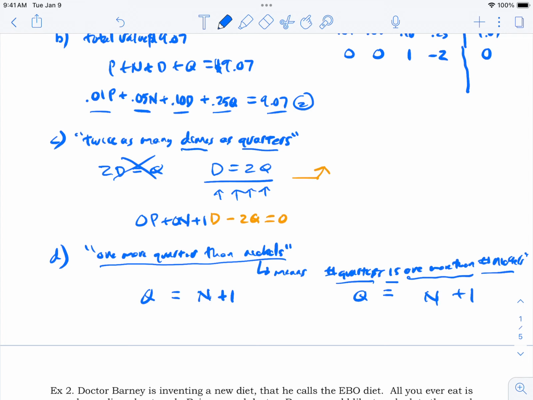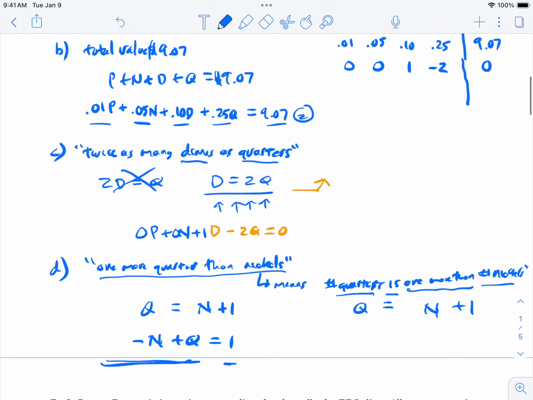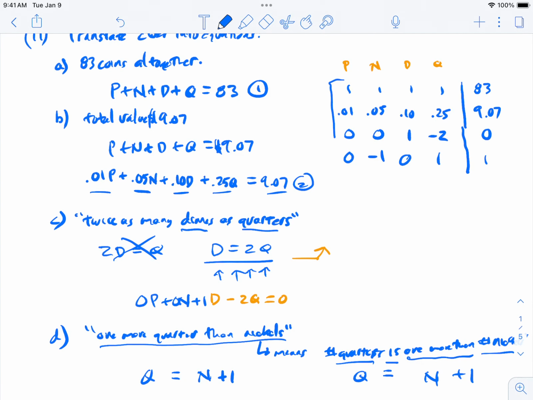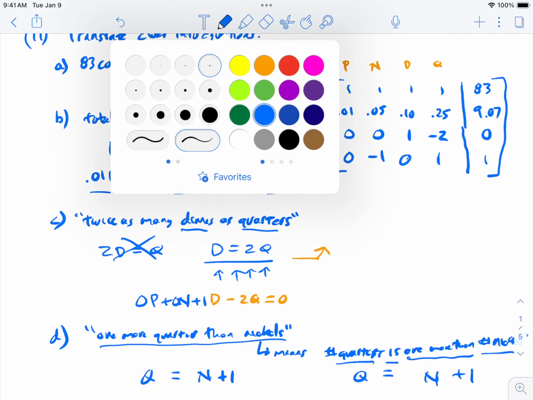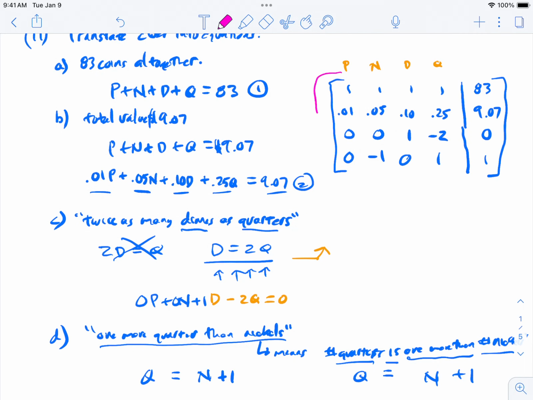And what we're going to do is subtract the n on both sides. That way all our variables are on the left and we have a constant on the right. And now we want to code our matrix. What do we get times the number of pennies? Nothing. Times the number of nickels? A -1. Times the number of dimes? Nothing. Times the number of quarters? 1. What's the number on the right? 1. Okay. There is our matrix. Let's use a different color here. There is the matrix that we need to solve.